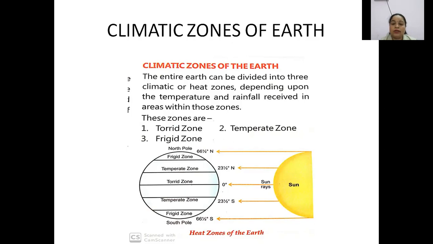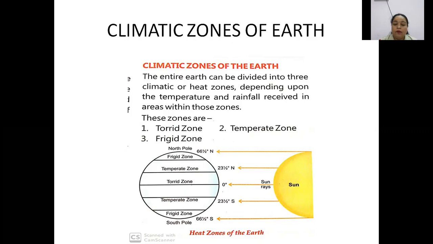What is that zone called? It is called the torrid zone. Understood? Then when we go up from 23.5 degrees north to 66.5 degrees north, and from 23.5 degrees south to 66.5 degrees south, the sun rays are slanting. That zone is called the temperate zone.